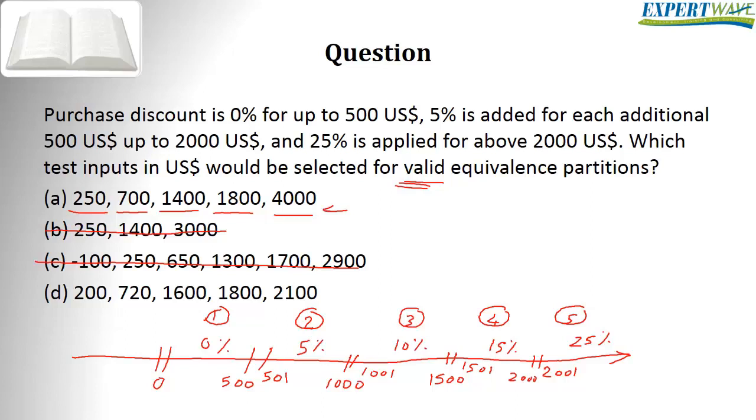But let's confirm our answer by looking at choice D. 200, yes, 200 is between 0 and 500. 720 is between 501 and 1000. 1600 is between 1501 and 2000. So we completely ignored partition number 3. So choice D is not correct. So the correct answer will be choice A.